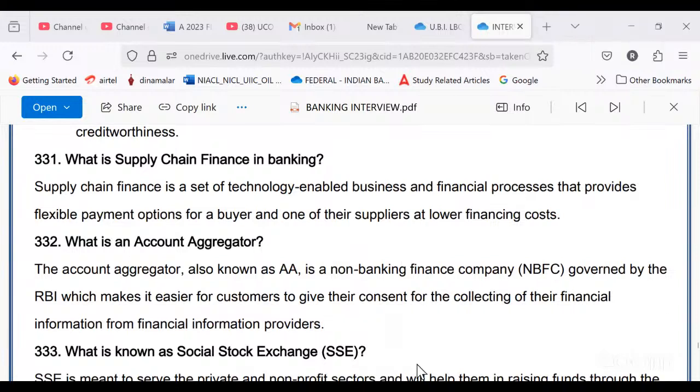The account aggregator, also known as AA, is a non-banking finance company, NBFC, governed by the RBI, which makes it easier for customers to give their consent for the collecting of their financial information from financial information providers.